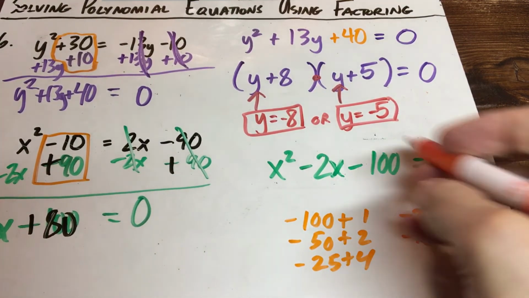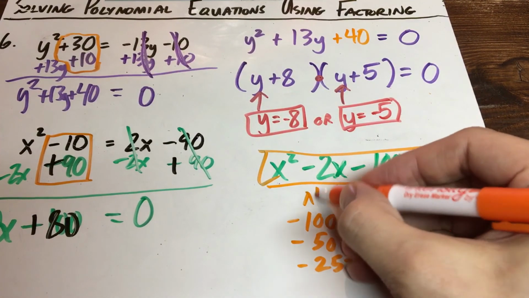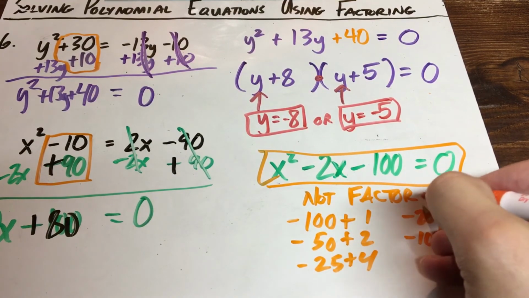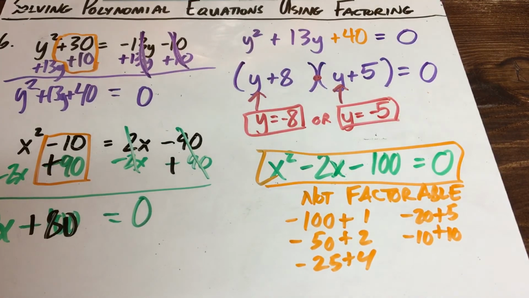If you do ever get one that doesn't work, what you can put as your answer is not factorable, if it's not possible. Because every once in a while, they'll try to be sneaky and give you one that doesn't even factor. That hardly ever happens, but every once in a while it does. So anyway, I apologize about that last one I made a mistake on.